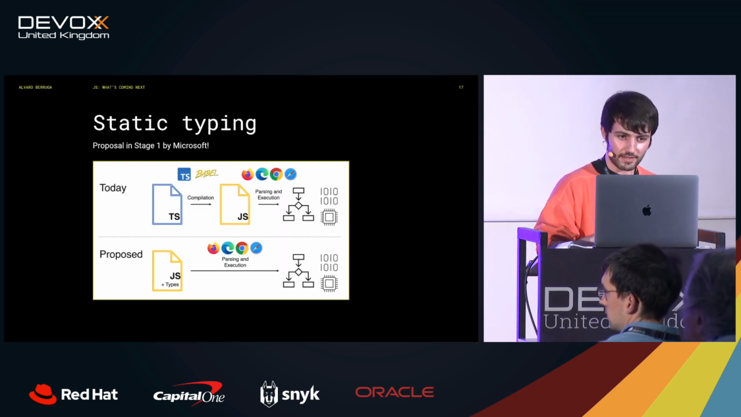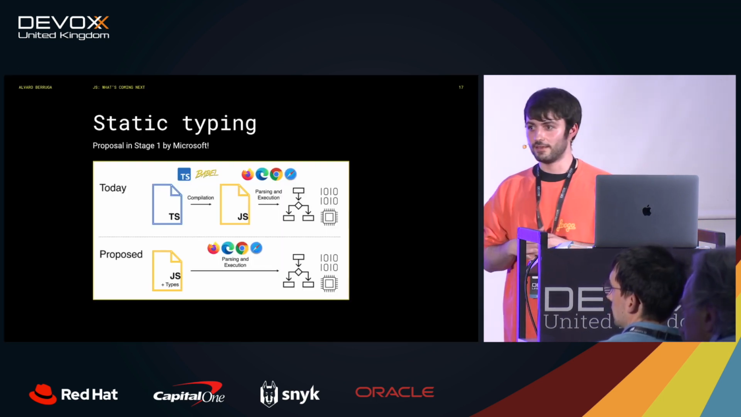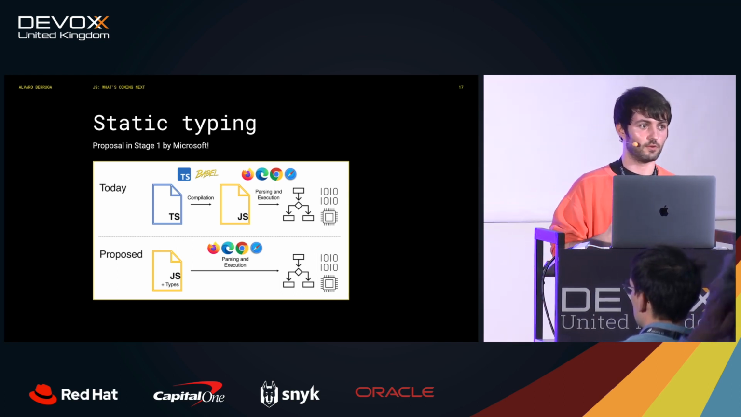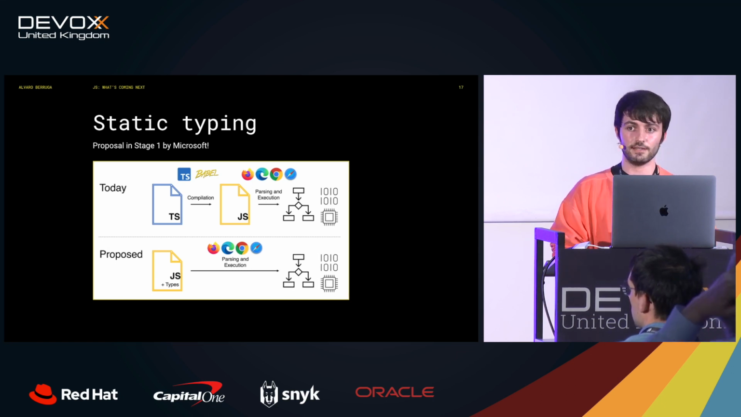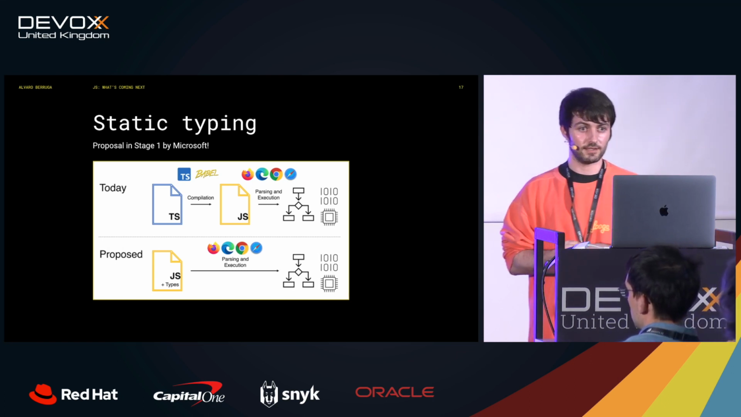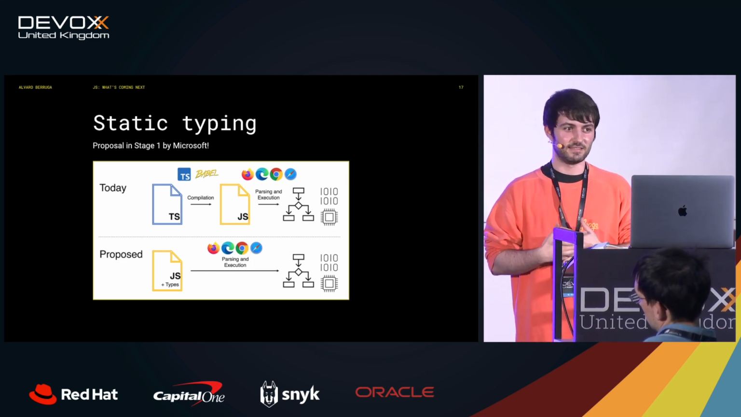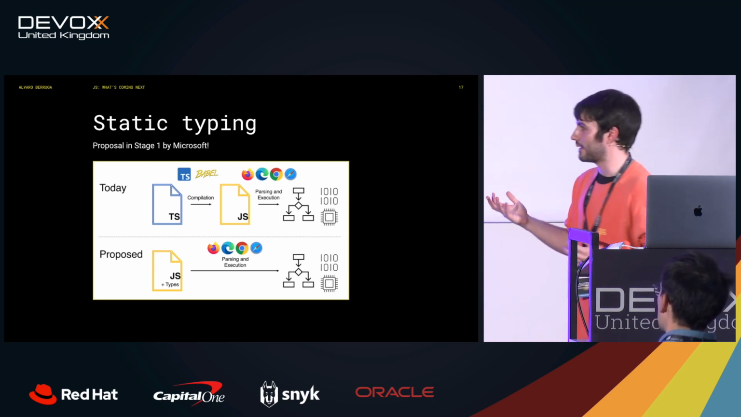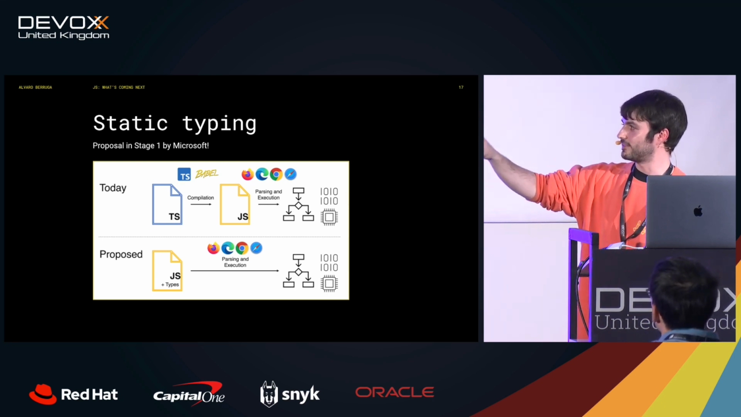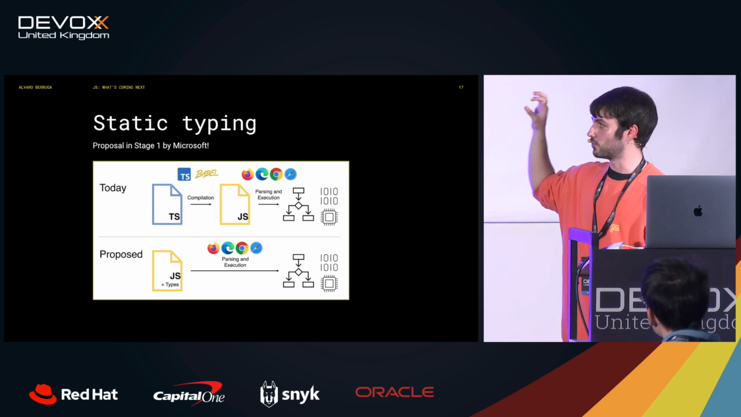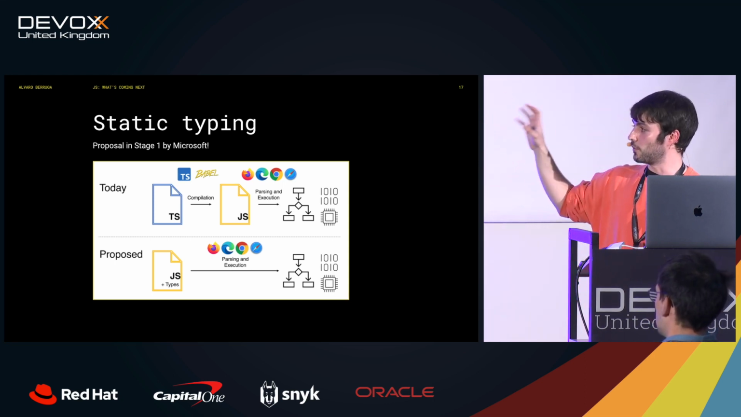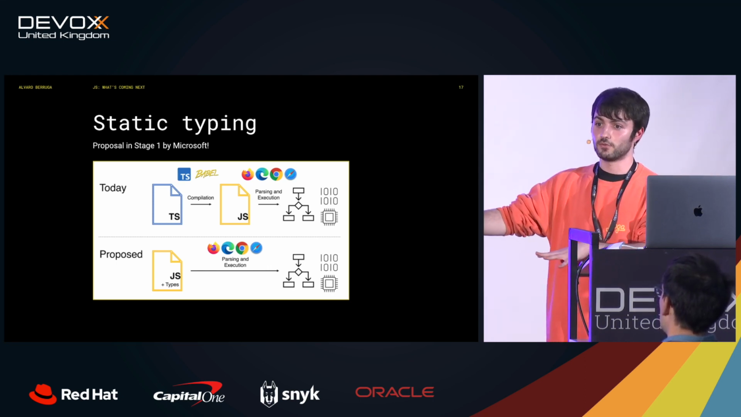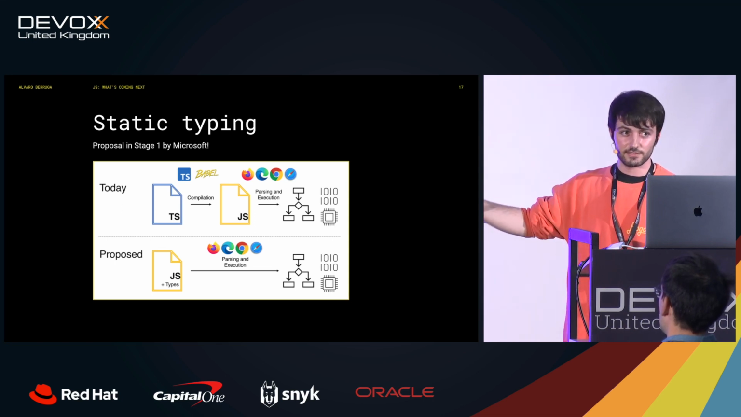Then in terms of static typing, at the beginning of the year, I think it was around February, Microsoft came up with a proposal for TC39, where basically they want to introduce types natively in JavaScript. And it's interesting because, as of today, what we do is compile TypeScript to JavaScript, and then this JavaScript is what is processed by the browser engine, right? What we want is that you can send JavaScript with just the types to the browser, and the browser will be able to parse it and execute it, right?